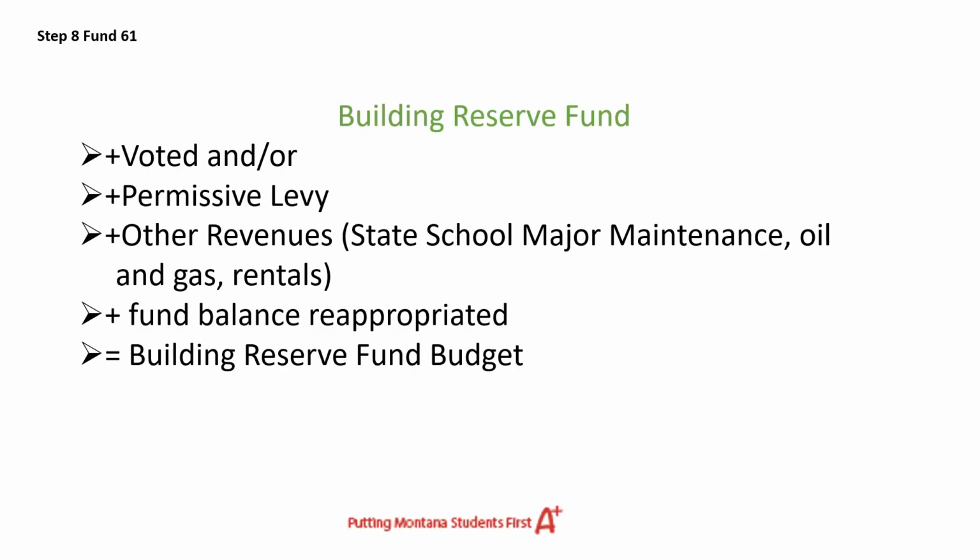The final budgeted fund is your building reserve fund. It is also probably the most complex of the funds. There's a lot of moving parts here. Your building reserve fund budget consists of your voted and/or permissive levies, other revenues such as the state school major maintenance aid funding, and oil and gas rentals can also go in here, plus your fund balance reappropriated. All of these will give you your building reserve fund budget.